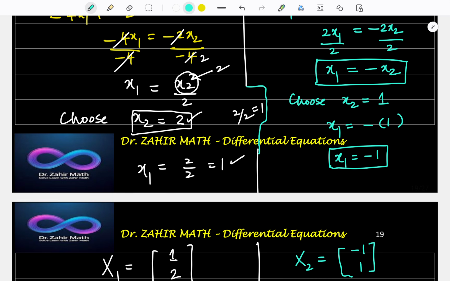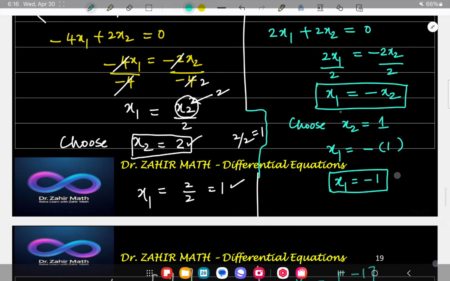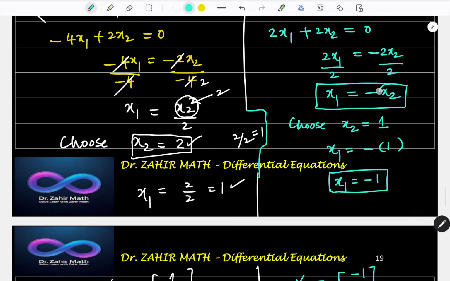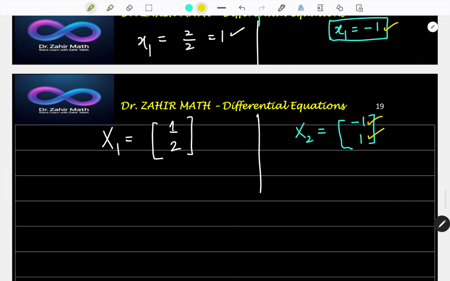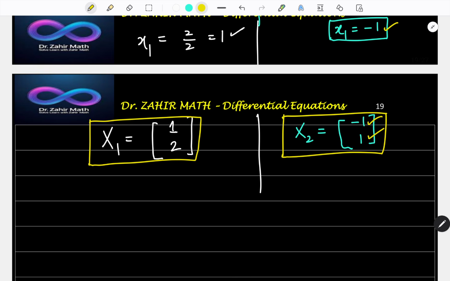Let me explain again. This is the equation all the time. You write x1 is equal to minus x2. Choose some values for x2. For example, I choose x2 is equal to 1. If I choose x2 is equal to 1, put here. So minus 1. x1 is minus 1. So first is x1 minus 1. Second is x2 is plus 1. So this is your column vector, which is the second eigenvector. So we got the first eigenvector and we got the second eigenvector, right?